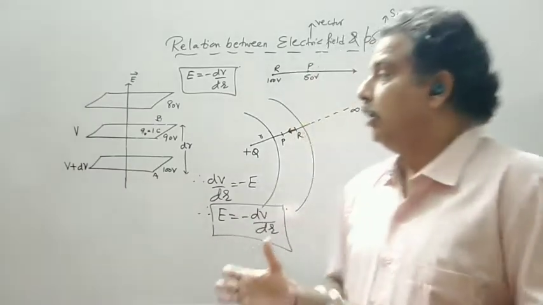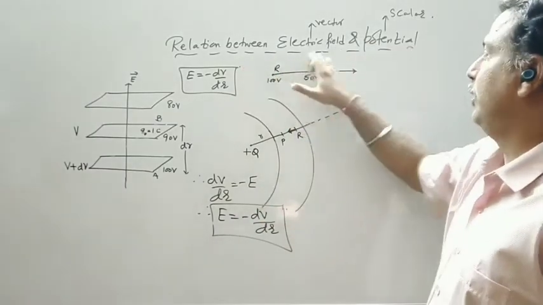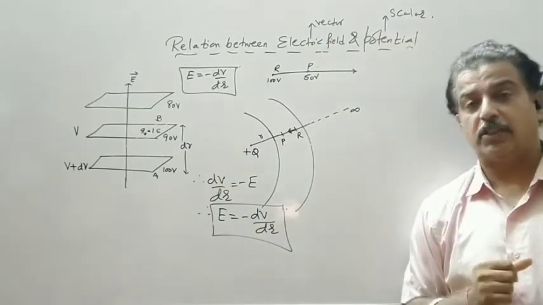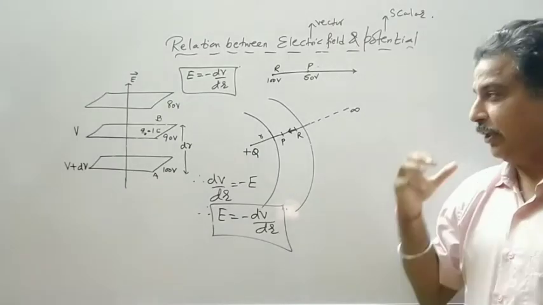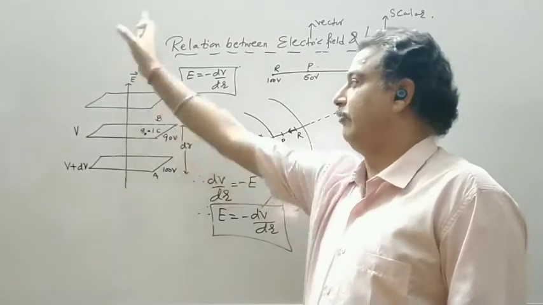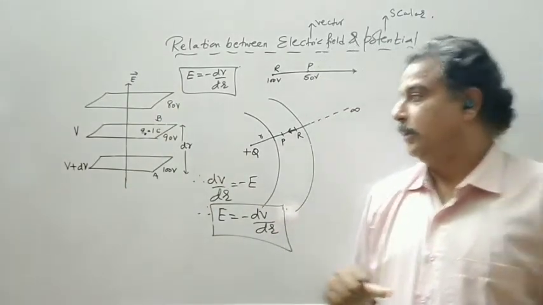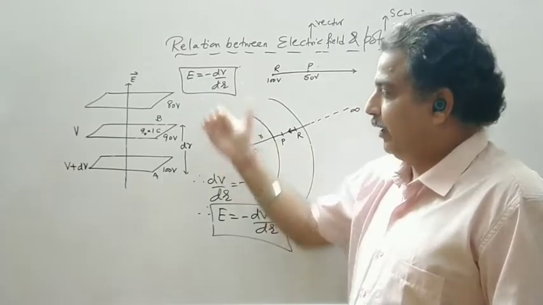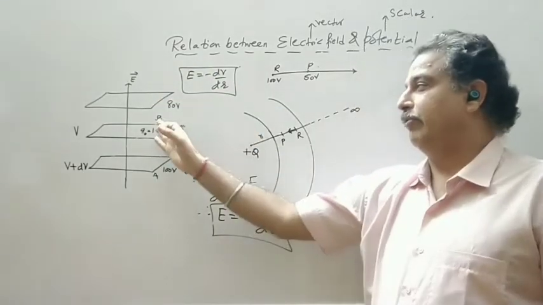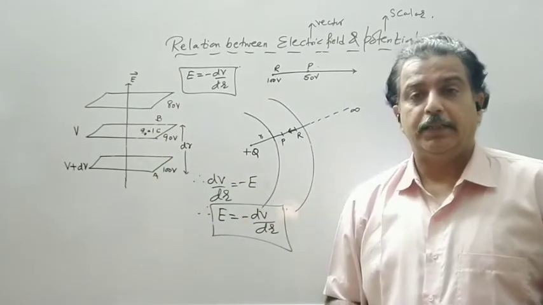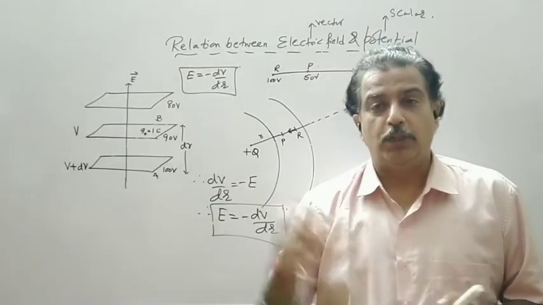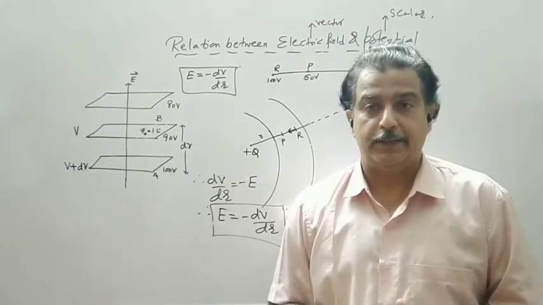Then we tried to find out the relation between electric field, which is a vector quantity, and the potential, which is a scalar quantity. Now we took two examples. In this example, the electric field was along the y-axis and we were moving from point B to point A, and the work done to move a unit positive charge was equal to the potential difference.